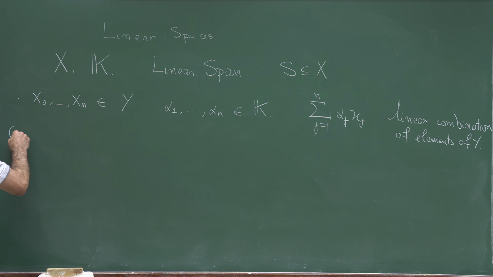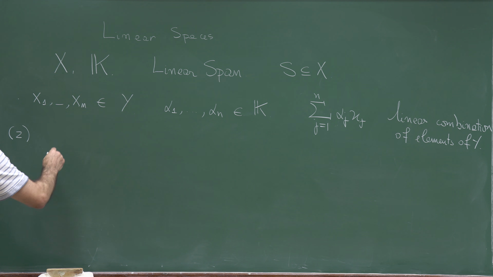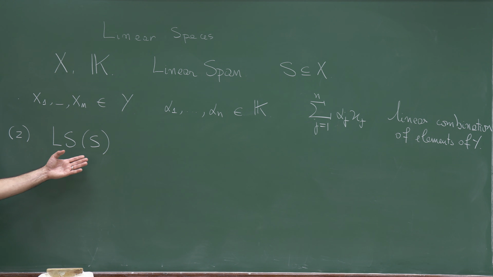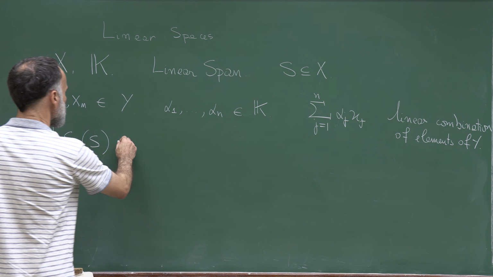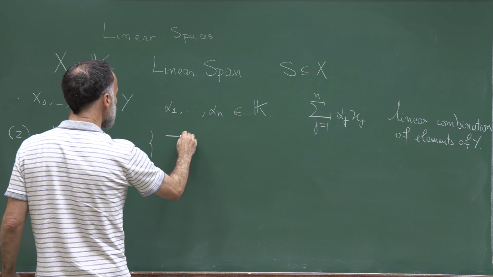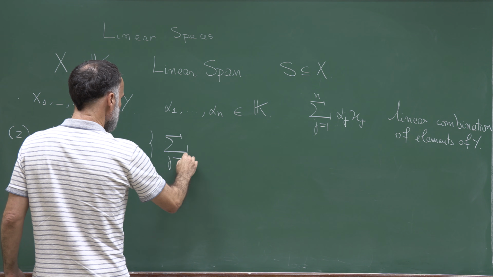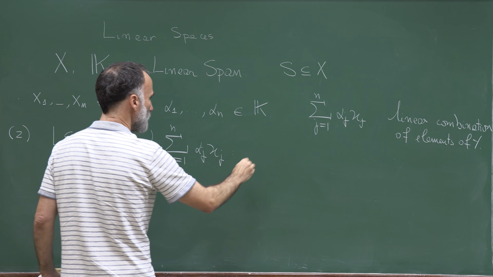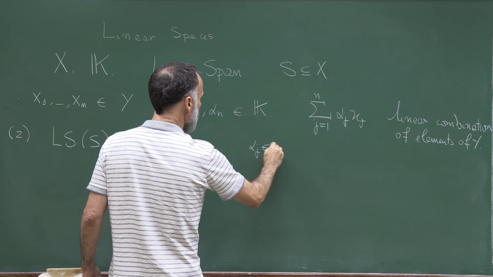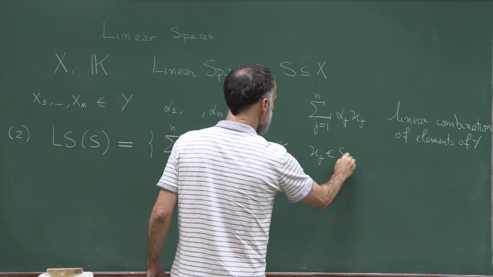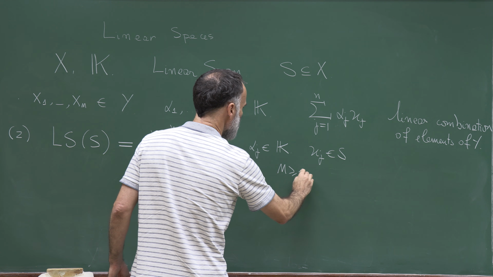And my second claim about linear spans is that the linear span of a set S is formed by all linear combinations of elements of S. So what I claim is that this linear subspace is actually equal to the set of linear combinations alpha j xj, where the alpha j's are elements of the field K, the xj are elements of S, and I'm taking all possible finite sums.